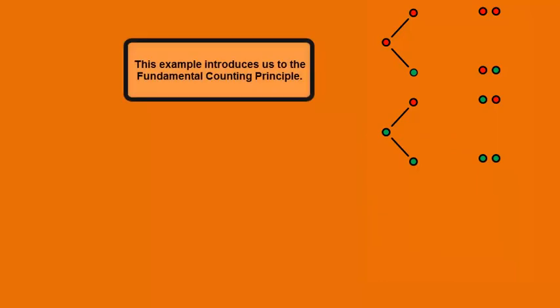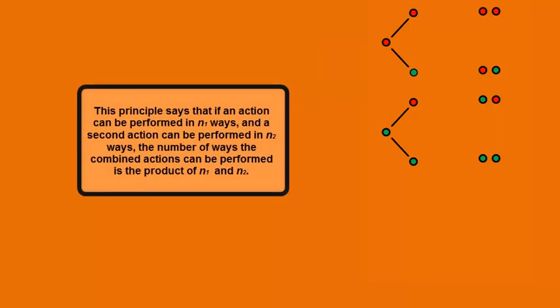This example introduces us to the fundamental counting principle. This principle says that if an action can be performed in n1 ways and a second action can be performed in n2 ways, the number of ways the combined actions can be performed is the product of n1 and n2.